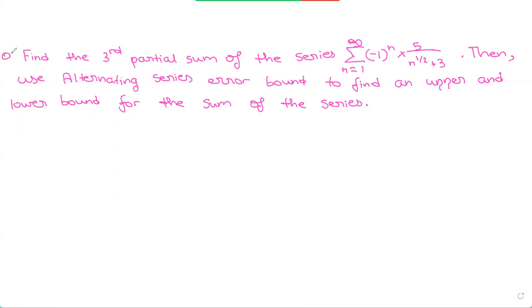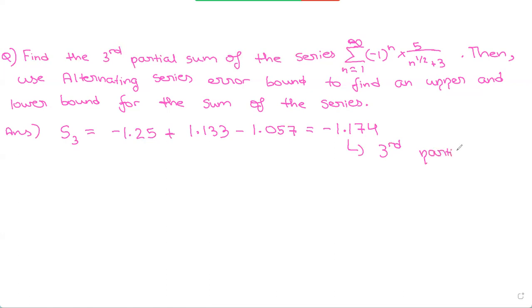The first thing we need to do is find the third partial sum. The third partial sum basically means that you add the first three terms. So you plug in n equals 1, find that value, add it to the value when you plug in n equals 2, and then add it to the value when you plug in n equals 3. When you plug in n equals 1, you get negative 1.25, plus 1.133 when you plug in n equals 2, and when you plug in n equals 3, you get negative 1.057. So when you carry this forward, you get the answer negative 1.174. This is the third partial sum, which is basically just the value of the first three terms added together.